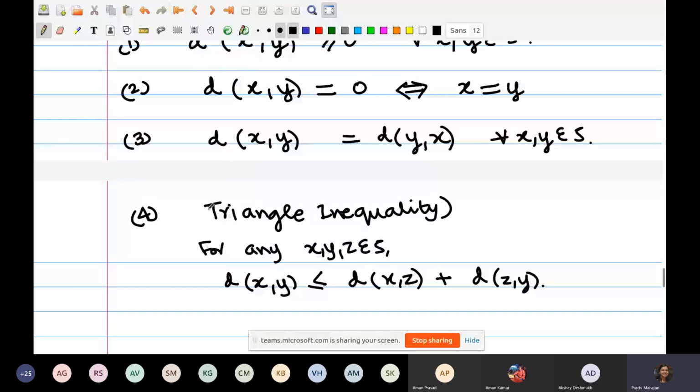All it is saying is, if you have three points x, y, and z, let me draw some. This is just notation, x, y, and z. Whether you choose to go from x to z first and then from z to y, the distance that you traverse has to be at least as big as the distance when you go from x to y directly. That's what the fourth property is saying.